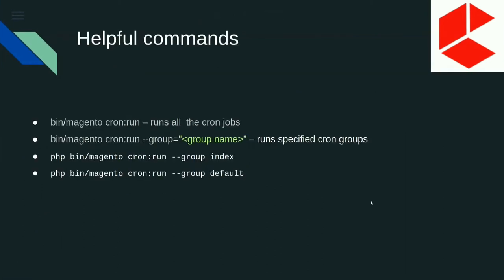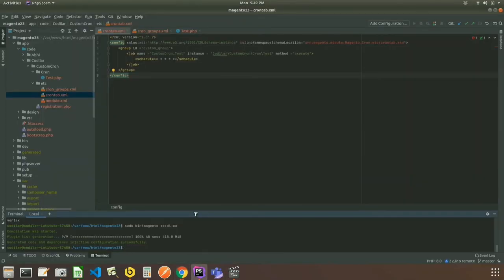Finally, we'll see the commands which will be helpful in running cron jobs. cron:run will run all the cron jobs present in our bundle or module. Also, we can use the --group flag to run a particular cron group like index and default. Let's see how to run our custom group.